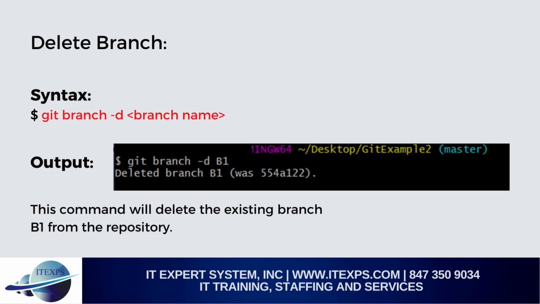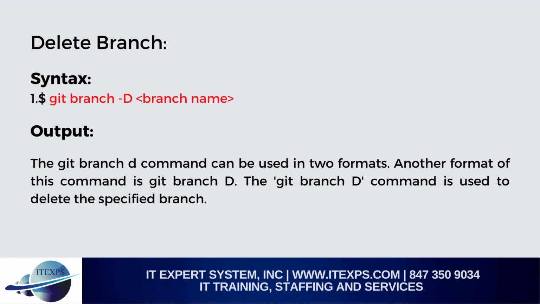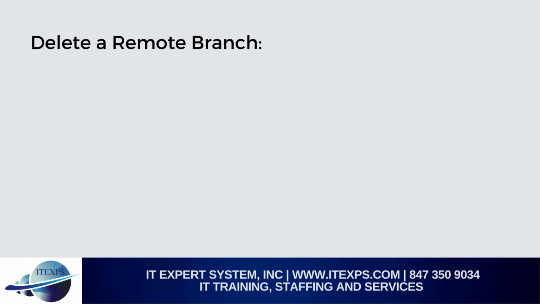Output. This command will delete the existing branch B1 from the repository. The git branch -d command can be used in two formats. Another format of this command is git branch -D. The git branch -d command is used to delete the specified branch.